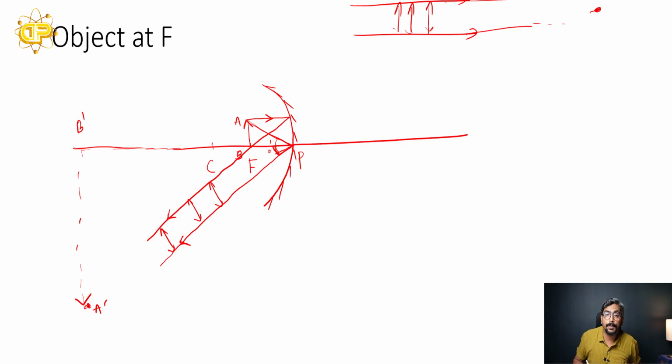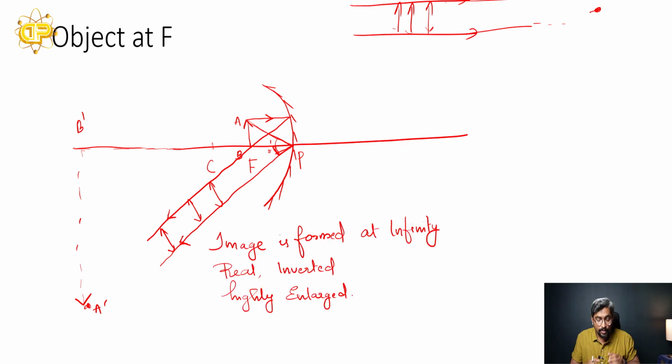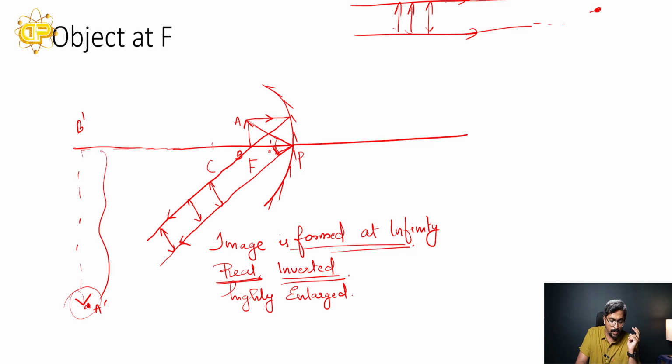So here, what are the different properties that you will get in this very case? These are the properties that you are getting. The image is formed at infinity. Next, they are meeting in real, so definitely the image will be real, and all real images are inverted. And what about the size? They're too large, so highly enlarged.